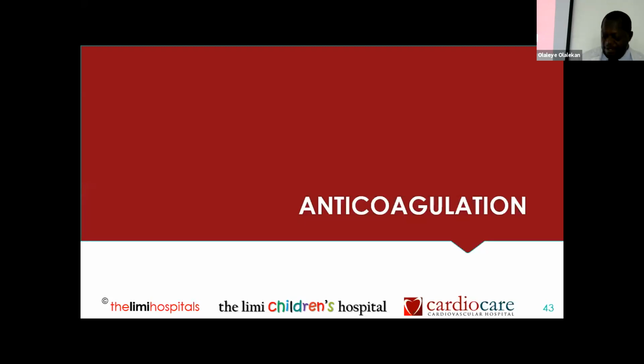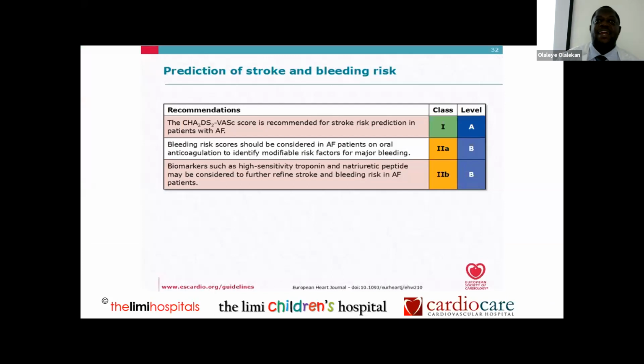So, by the management, I will start with anticoagulation. And like I said, looking at the aim of management, you have to assess the stroke risk in this group of patients. And as you're assessing the stroke risk, because of the need for anticoagulation, you also need to assess the bleeding risk at the same time.